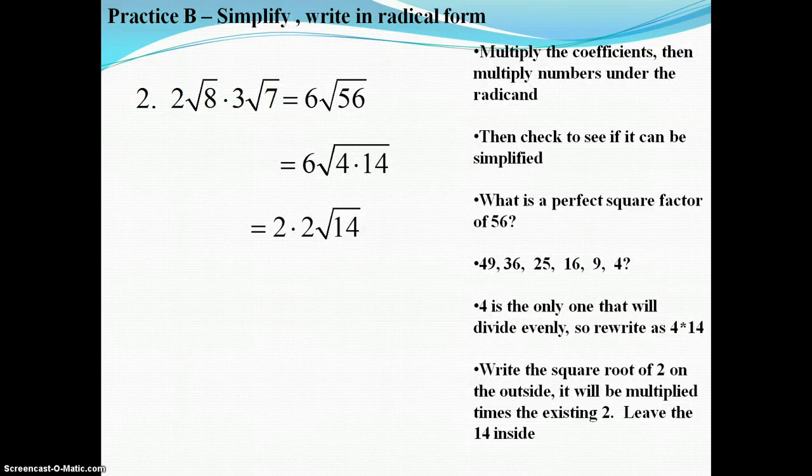So when I take the square root of 4, alright, sorry about that, it should be 6 on the outside. So when I take the square root of 4, it's going to come outside, and I multiply it times the 6 that's already out there. So it's going to be 2 times 6, or 12. The 14 will stay underneath.